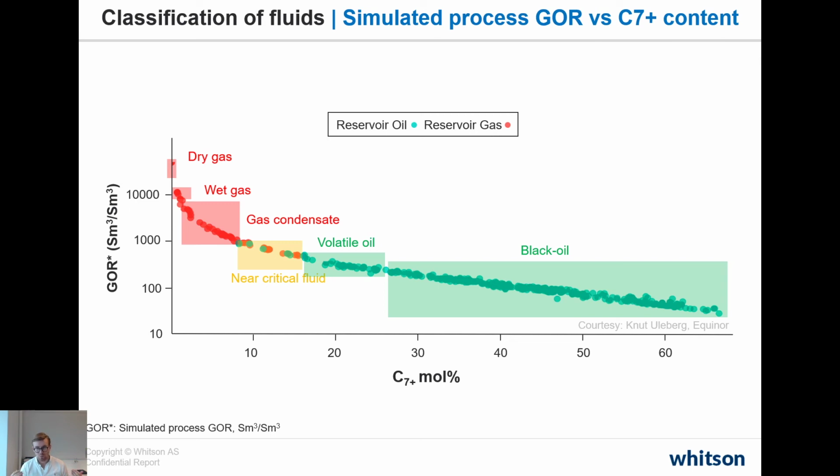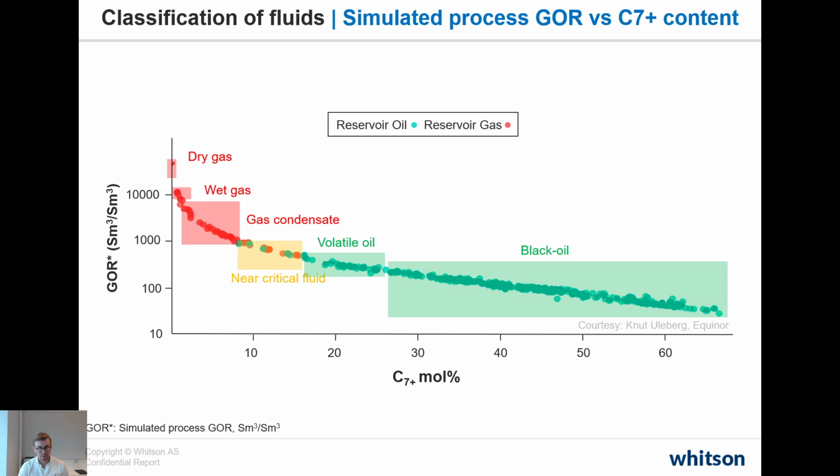For instance, when we do studies, one of the things we spend the most time on is to study the distribution of components that are equal to or heavier than C7, and we call that heptanes plus characterization or C7 plus characterization, which is very, very important.